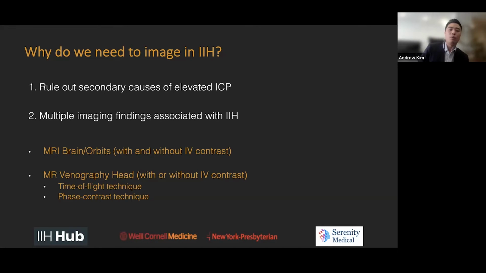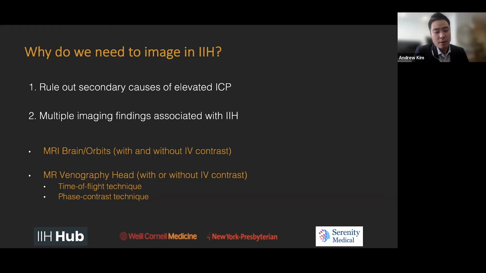But with and without IV contrast, most findings can be seen without a contrast study, but there are a few, namely there will be one that we'll be talking about that you can see with contrast.